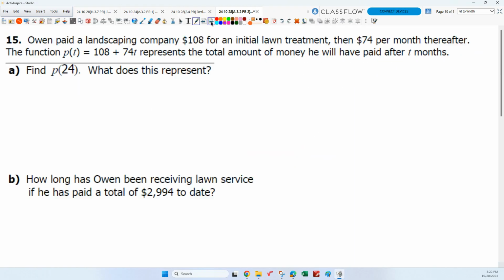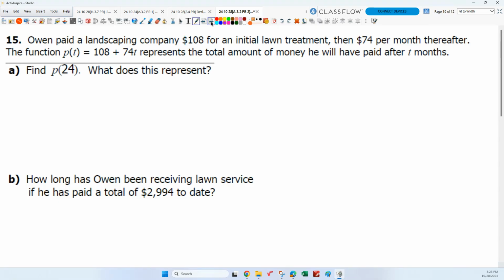All right. I want to get you working on this stuff so you get some practice. We're almost there. Okay, so what about this guy? We're going to look at a little application here, very briefly. So Owen paid a landscaping company $108 for an initial lawn treatment, then $74 per month thereafter. So just look at that first sentence up there.